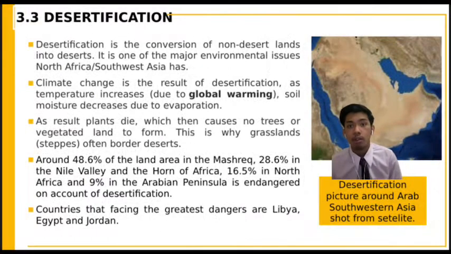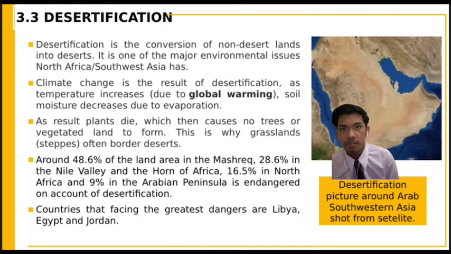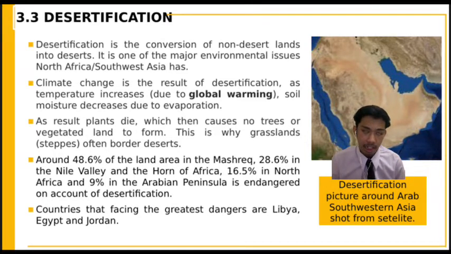Lastly, the environmental problem is desertification. Desertification means the conversion of non-desert land into desert. It is one of the major environmental issues in North Africa and Southwest Asia. It is because climate change is the cause of desertification. Why? As temperature increases due to global warming, the climate changes and the plants die, which then causes no trees and vegetated land to form.